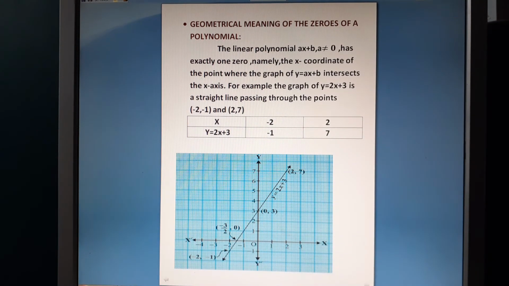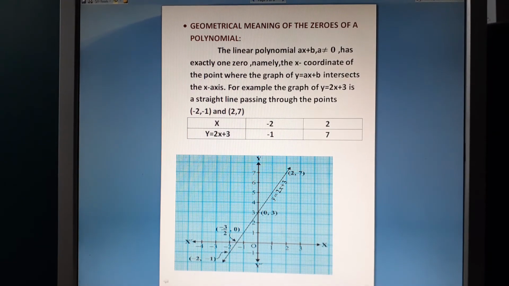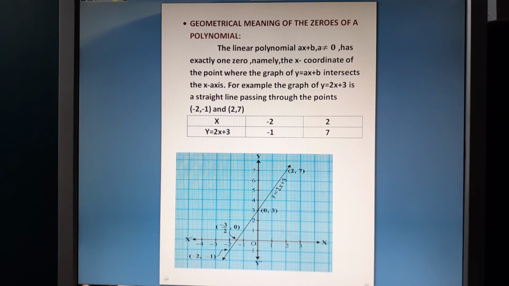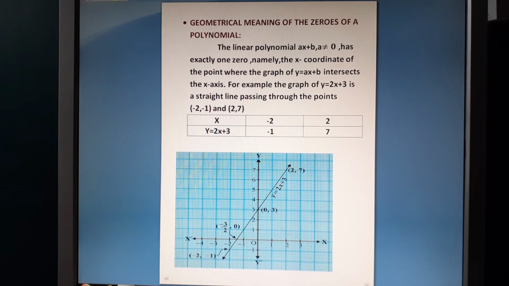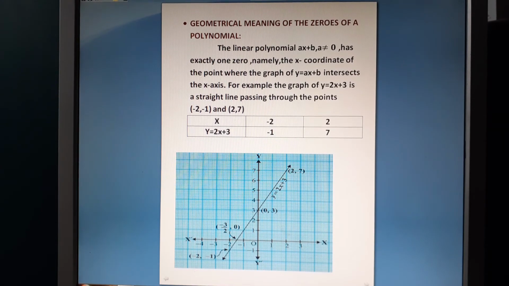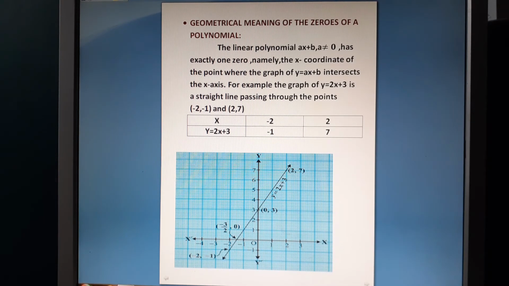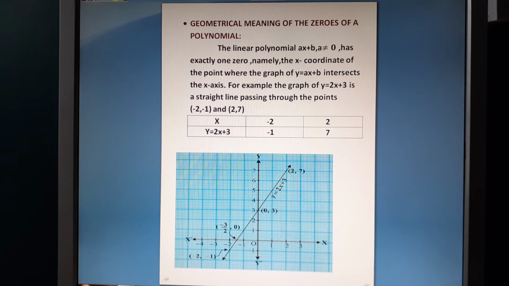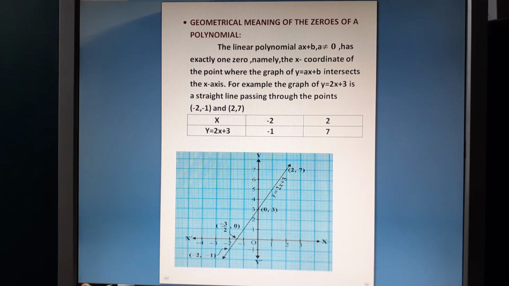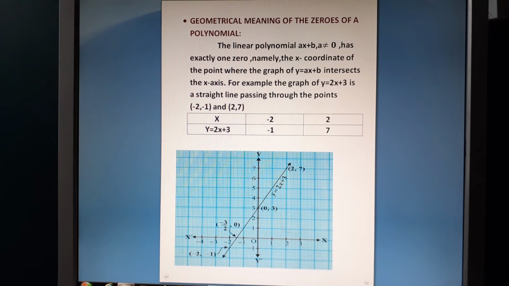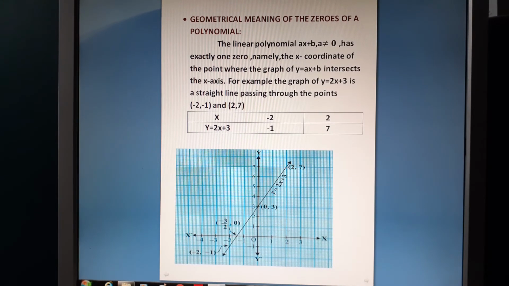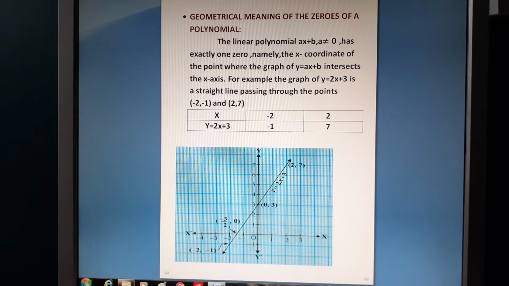Now we will see the geometrical meaning of the zeros of a polynomial. The linear polynomial ax plus b, a is not equal to 0, has exactly one zero, namely the x coordinate of the point where the graph of y is equal to ax plus b intersects the x-axis. For example, the graph of y is equal to 2x plus 3 is a straight line passing through the points minus 2, minus 1 and 2, 7.